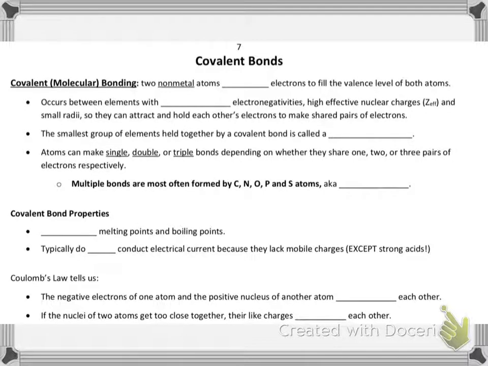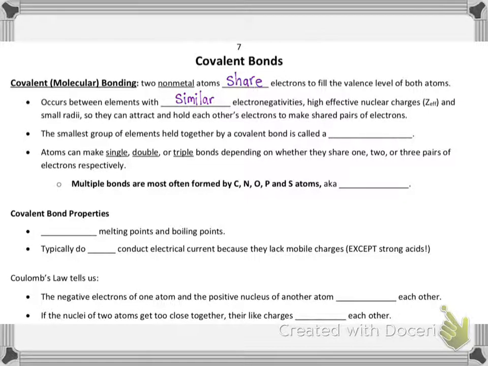Let's talk about the glories of covalent bonding. Covalent bonding, of course, is when two nonmetal atoms share electrons to fill their valence levels. So this occurs between elements that have similar electronegativities. It's not that they're sharing because they're nice. They're sharing because neither one is strong enough to pull the electrons away altogether.